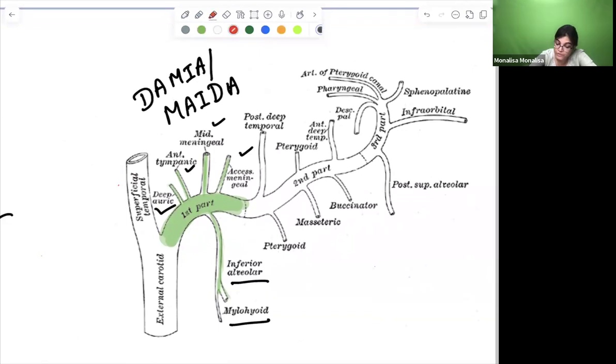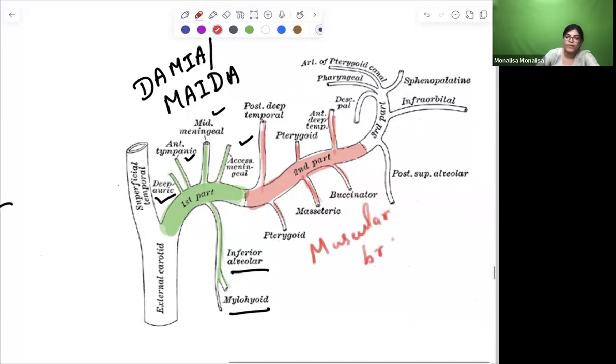Now coming to the branches from the second part. The second part is mainly giving muscular branches to the pterygoid muscle, temporal, buccinator, and masseter. So all these are muscular branches. All branches of the second part are muscular.